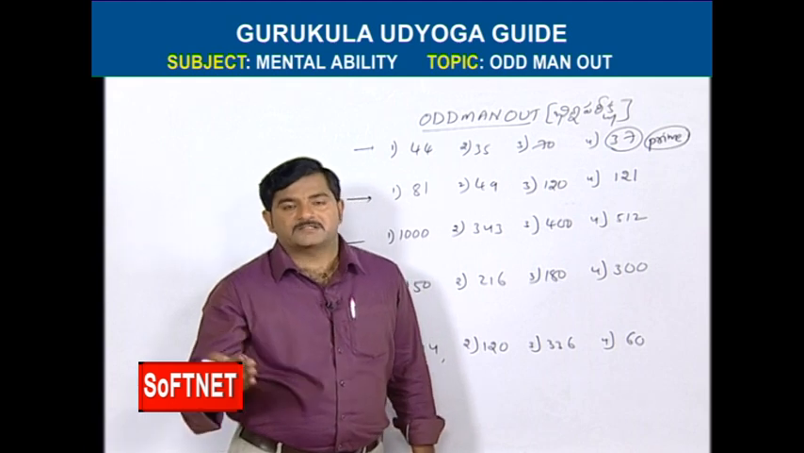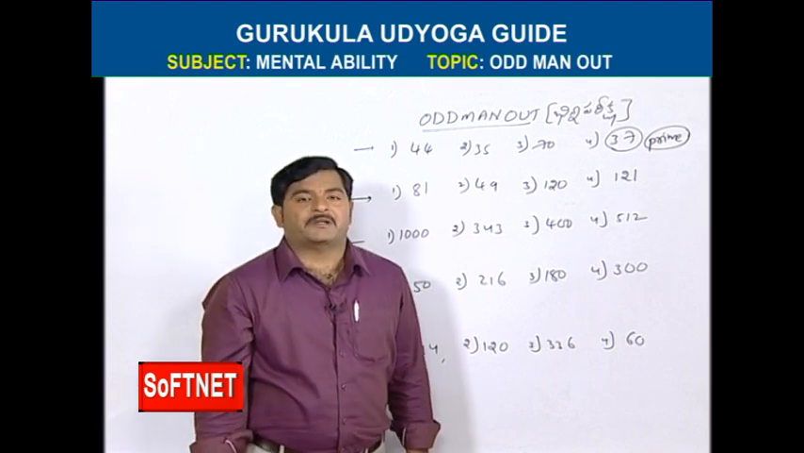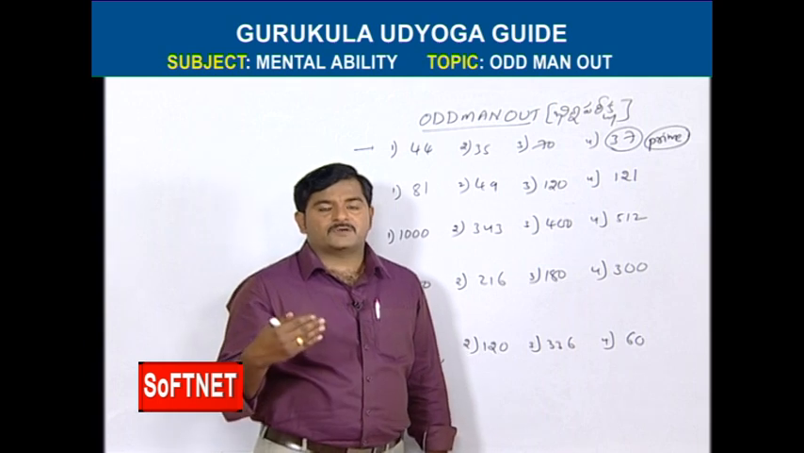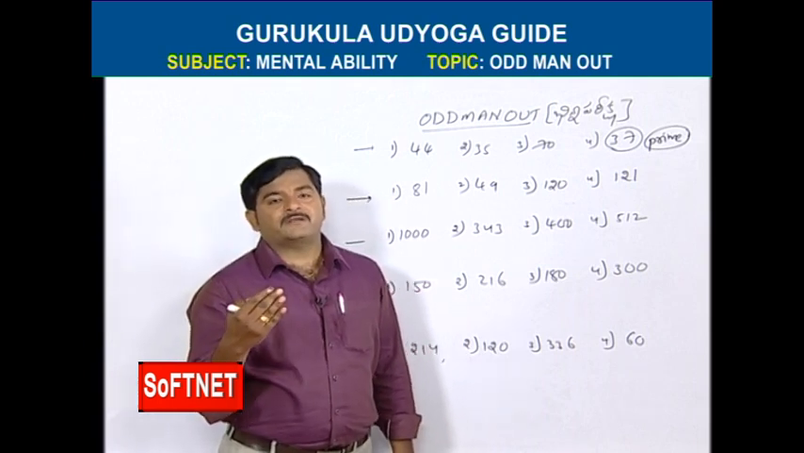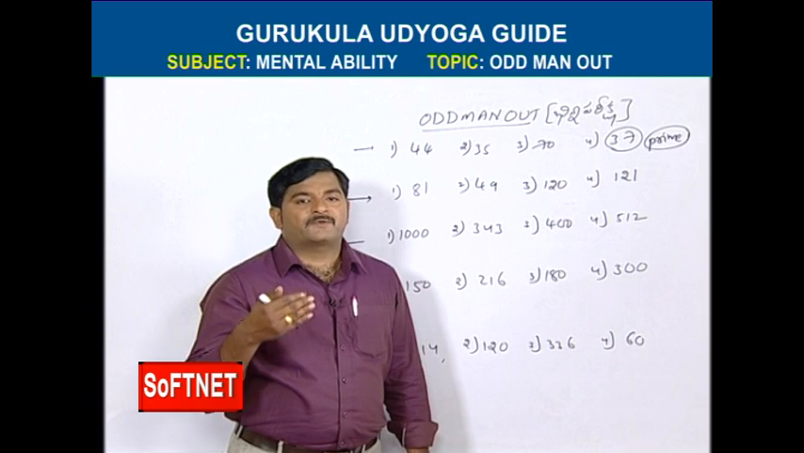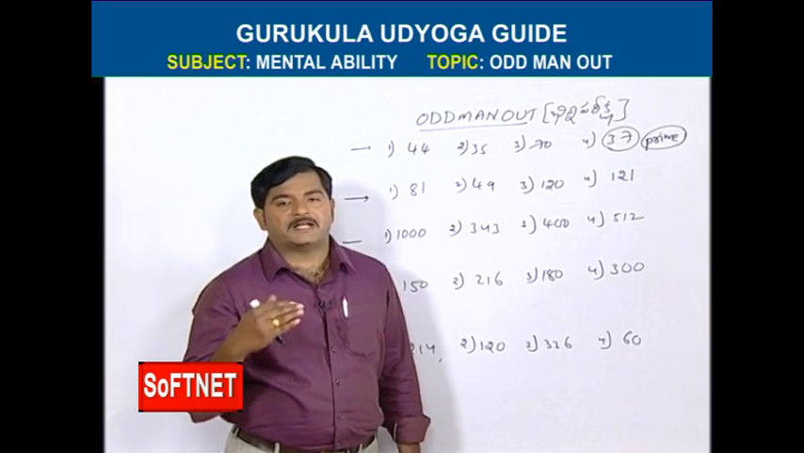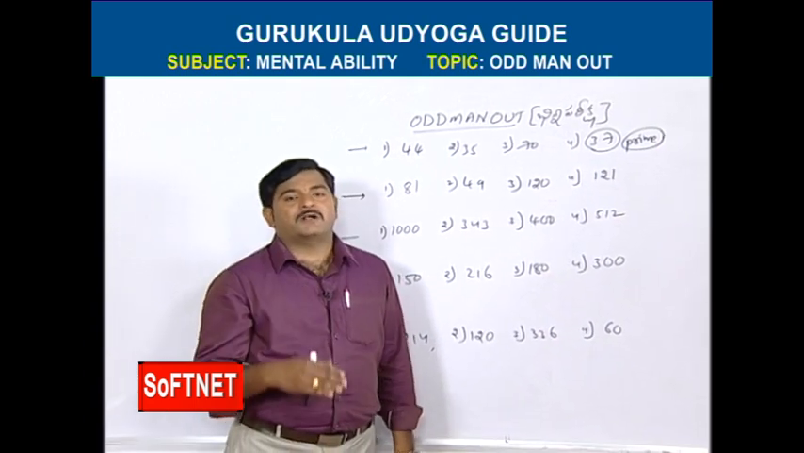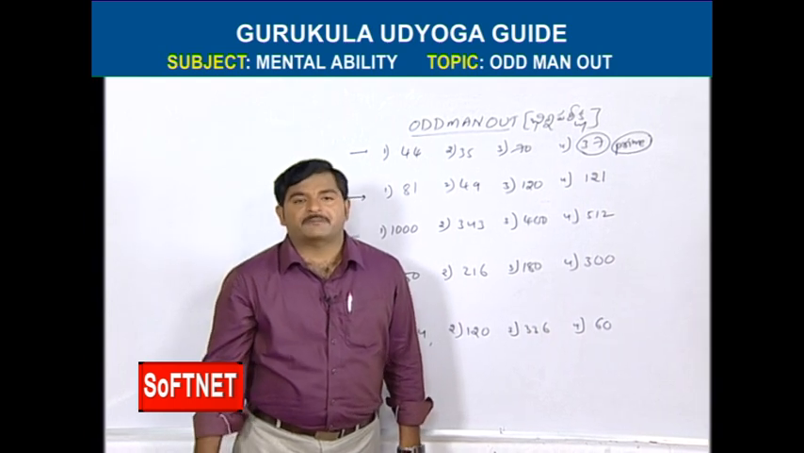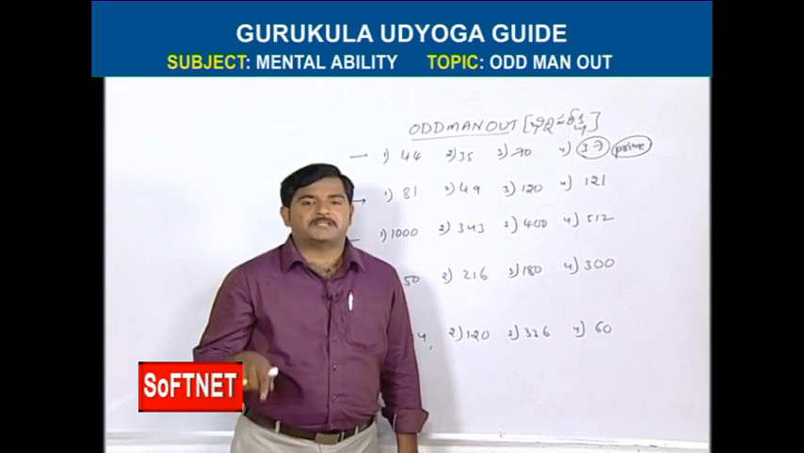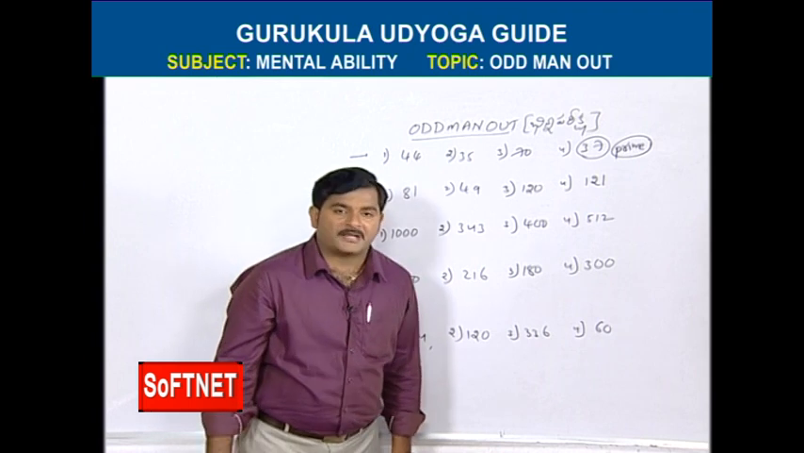From 1 to 100 natural numbers, you have 25 prime numbers. If you list them out, from 1 to 50 we have 15 prime numbers. From 51 to 100, we have 10 prime numbers. Hence, from 1 to 100, in total we have 25 prime numbers: 15 plus 10.